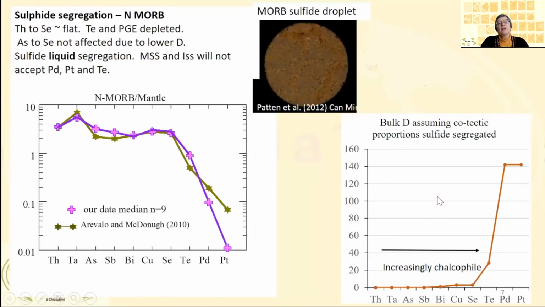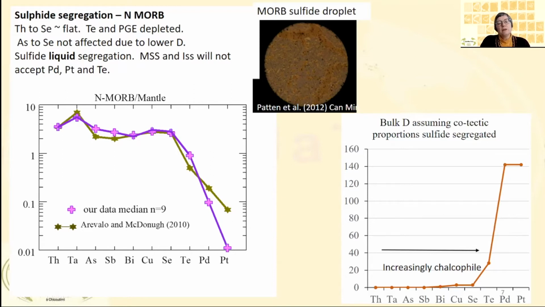Okay, what happens when we segregate sulfides? What we have over here is a pattern for N-MORB. The purple is our results, and the gray are results from the average from the literature. And what we see is the pattern is essentially flat from thorium through to selenium, and then we have a steep drop-off at tellurium and the PGEs.